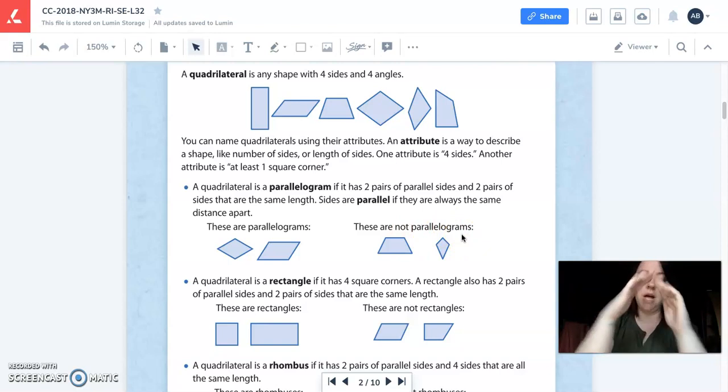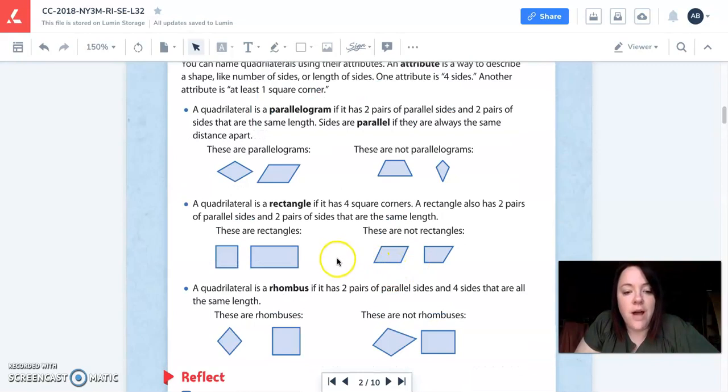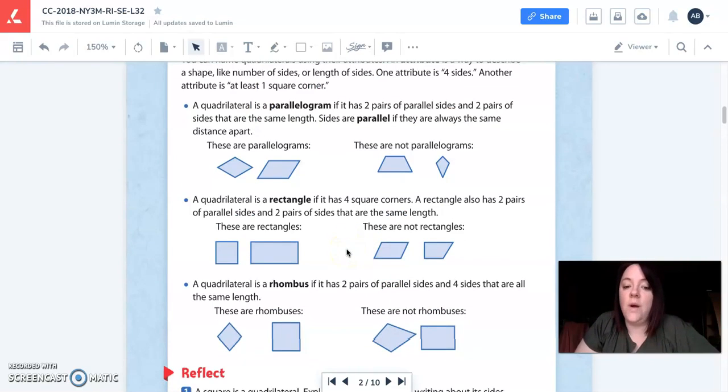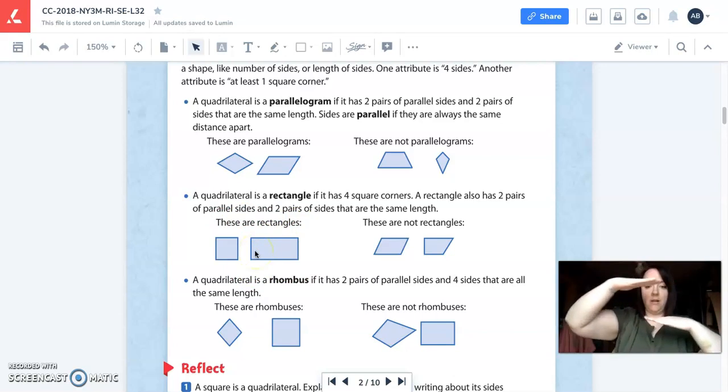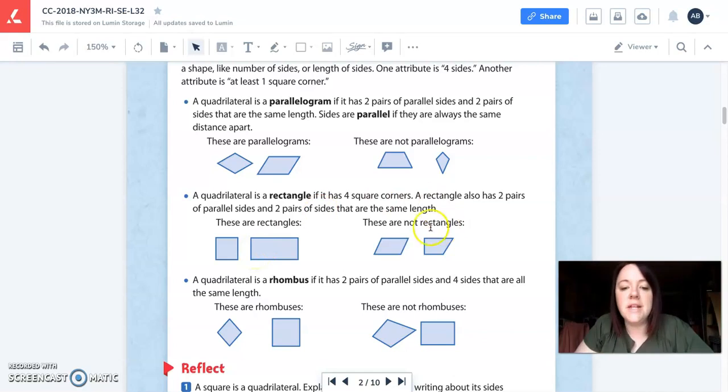A quadrilateral is a rectangle if it has four square corners. A rectangle also has two pairs of parallel sides and two sides that are the same length. These are rectangles. You see that they all have opposite sides that keep going, they're parallel, parallel. And then these are not rectangles. It says that a rectangle has four square corners, so that's how you know that these two are technically rectangles. These are not because they do not have all four square corners.